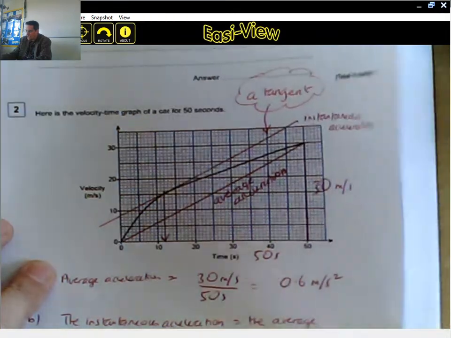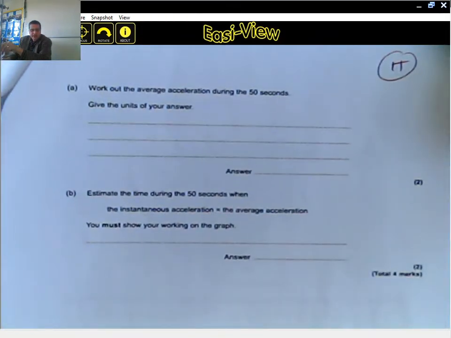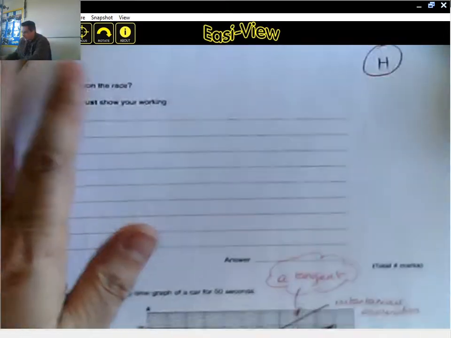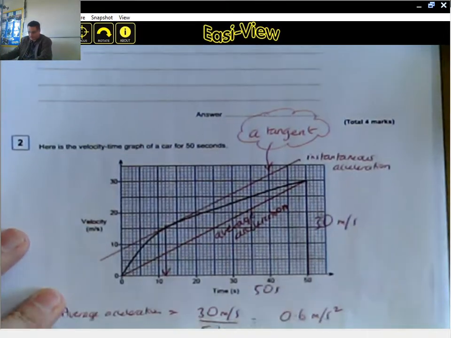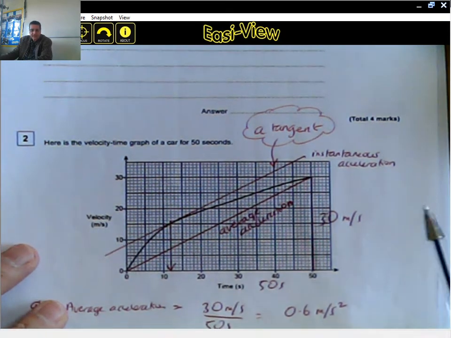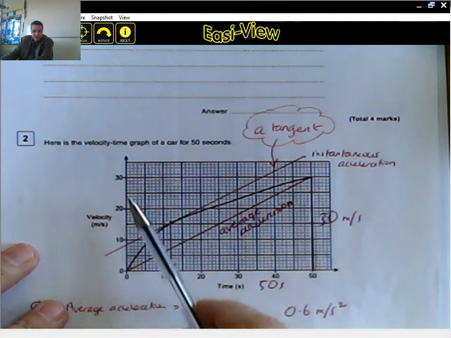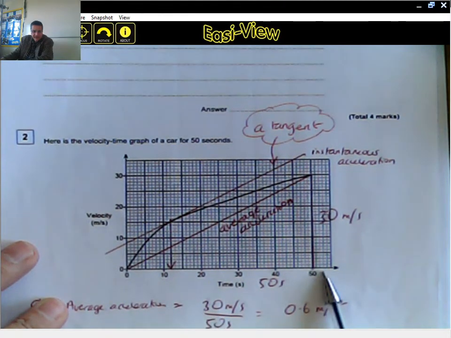And the question asks, work out the average acceleration during the 50 seconds. Well, on average, no matter how curvy the graph is, I did 30 metres per second over a period of 50 seconds.